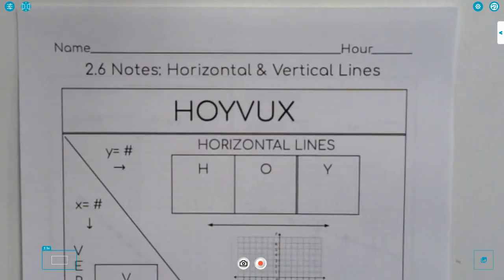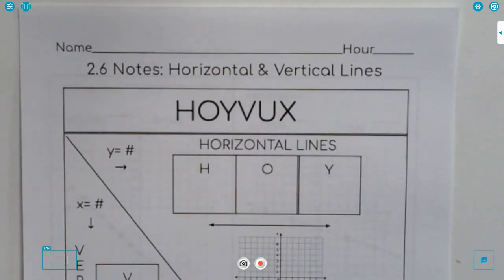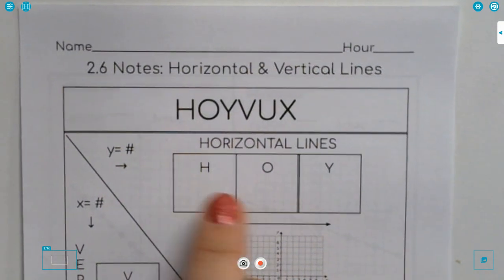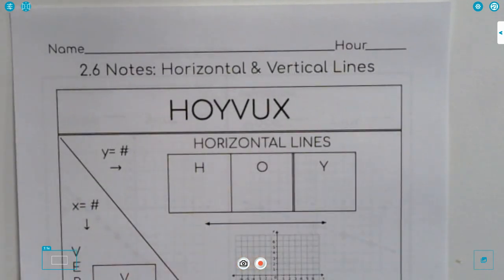So today we are talking about horizontal and vertical lines. So we are going to talk about horizontal first. I have an acronym that I teach, and it is HOIVUX. Horizontal lines are the HOY of HOIVUX. Here is what those things stand for.